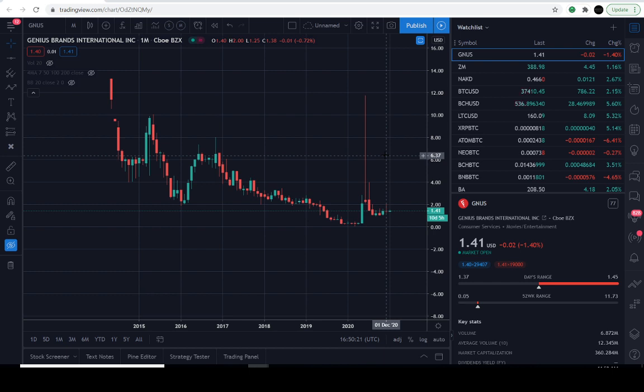Today we're going to be exploring Genius Brands in a different view. I actually got rid of that dome formation, that inverted dome formation.